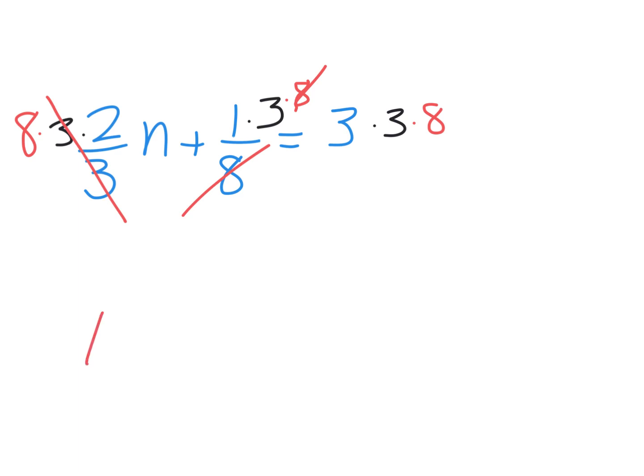So now I got 8 times 2 is 16n plus 3 equals 3 times 3 is 9 times 8 is 72. And if you can't solve that, you're in the wrong class. Do you get how we had a really complicated problem and all of a sudden it's an easy problem? I know where you're headed.